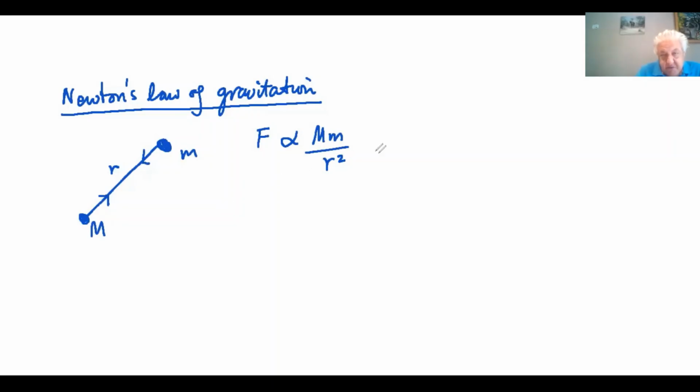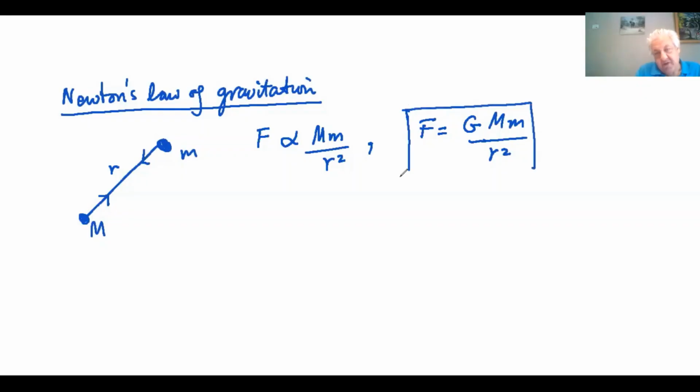The constant of proportionality, G, is called the universal gravitational constant, or Newton's gravitational constant. So this then is my Newton's law of gravitation.